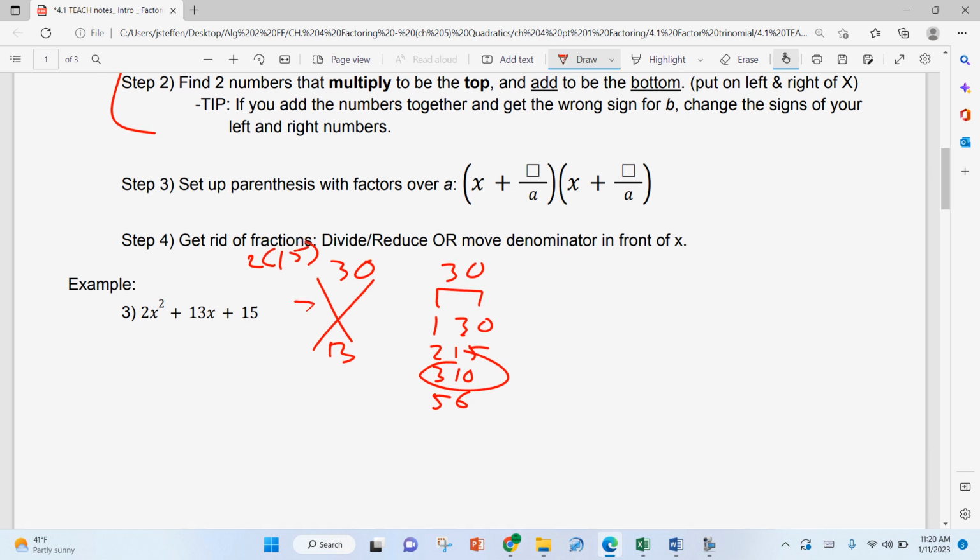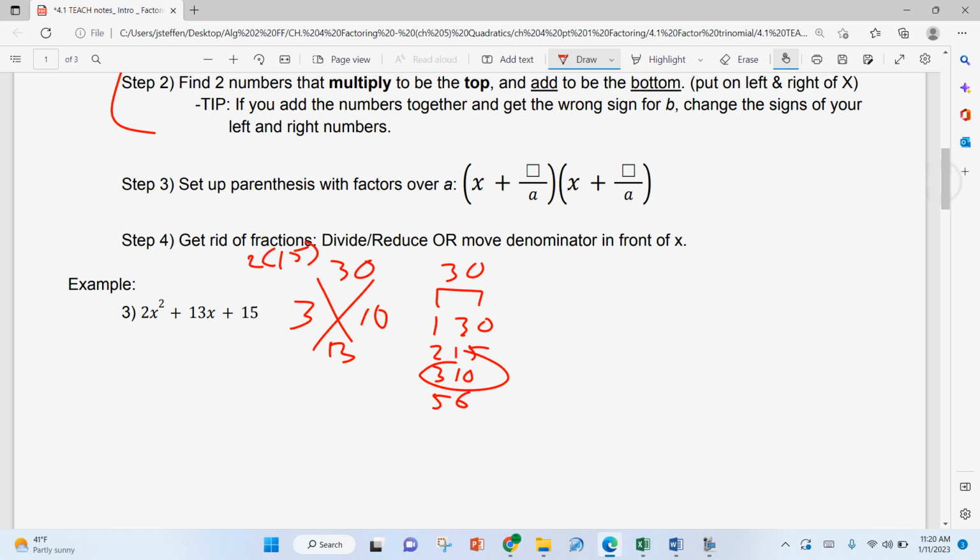So positive 3, positive 10. Now this is a great place to check your work. Do these two numbers actually multiply to be 30? Yep, positive 30, good. Do these two numbers actually add up to be positive 13? Yes, so you're on the right track. That's the other reason I like this method. It's a really good way to check your work quick before you finish.